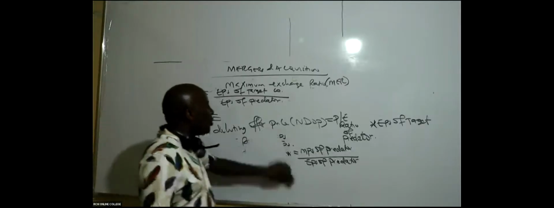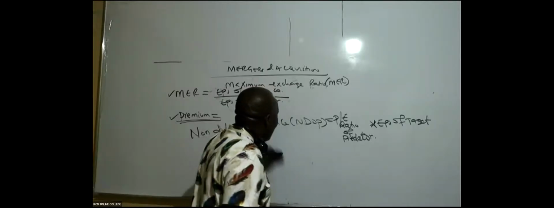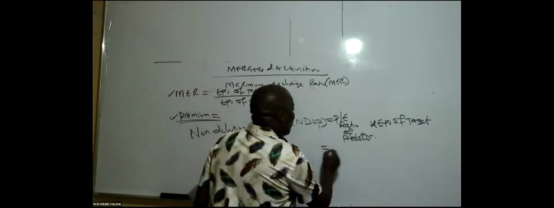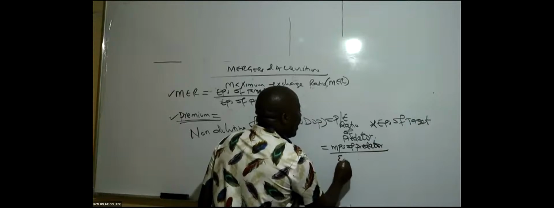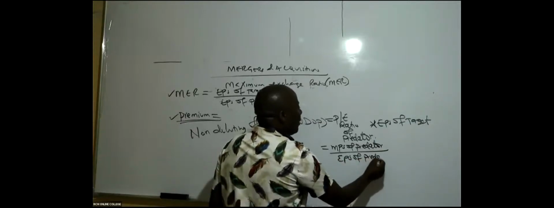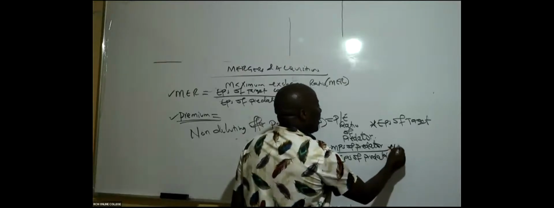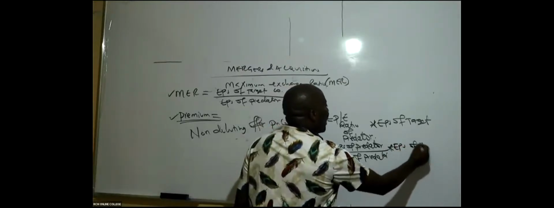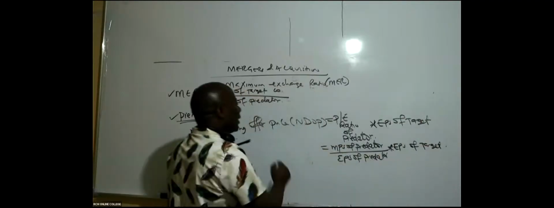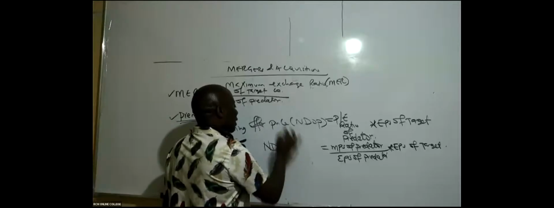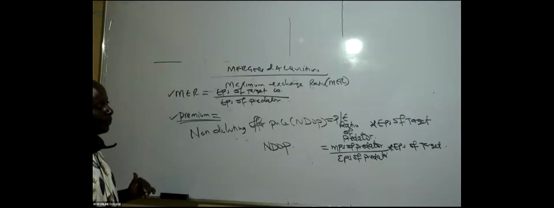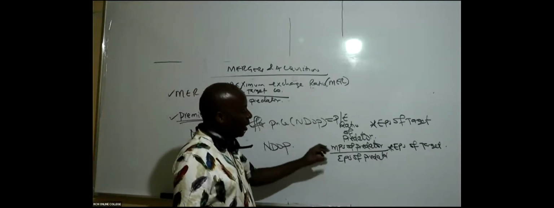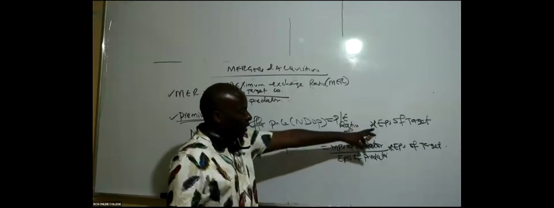Then if you allow, I will rephrase this. So then this one here will be the MPS of predator over EPS of predator, times EPS of target company. Please write like that. So basically, I'm writing for you a rephrased formula of NDOP, the non-diluting offer price. It is MPS of the predator over EPS of the predator, times the EPS of the targeted company.